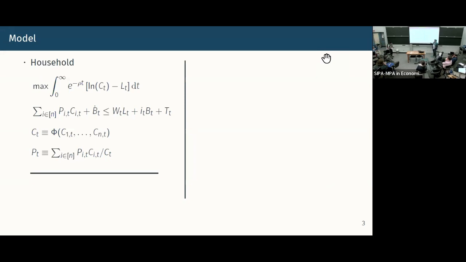The household is going to buy from all of these different sectors in the economy. So their total expenditure on each of these final consumption goods produced by sectors, plus how many bonds they hold, should be less than or equal to their labor income, plus nominal interest on their nominal bonds, plus some transfers that are going to include lump sum taxes, profits from firms, etc. Where this aggregate consumption index is just going to be an aggregation across these different sectoral goods.